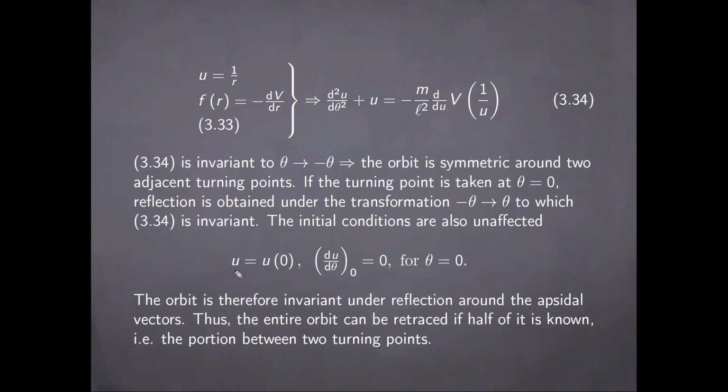That is, the value of u at theta equals 0 and the fact that its derivative with respect to theta vanishes at this point both remain unchanged. Therefore, the orbit is invariant under reflection around the apsidal vectors. Thus, the entire orbit can be retraced if half of it is known, that is, the portion between two turning points.